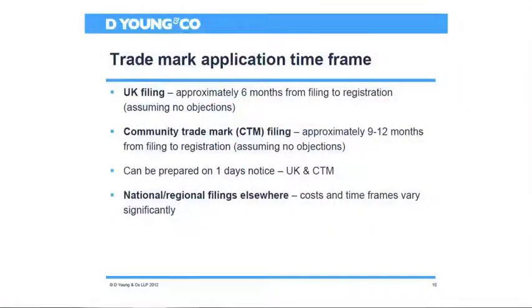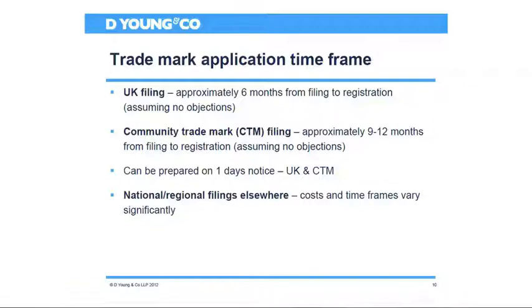For trademarks, the processing is fairly quick. In the UK, it's about 6 months. For a community trademark, which is what most people will go for these days because that covers the whole of Europe, you're about 9 to 12 months, so it's quite quick. Preparation is very quick as well. That can be done by a trademark attorney or a specialist IP solicitor pretty much immediately and filed the same day.